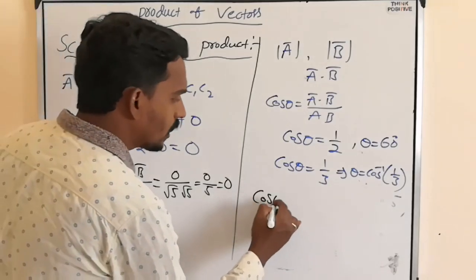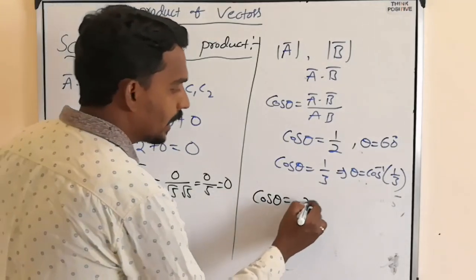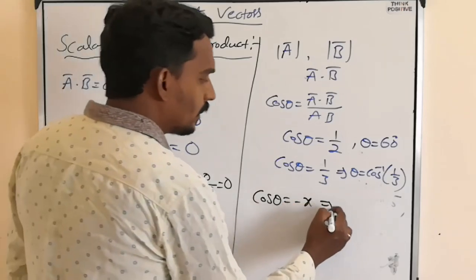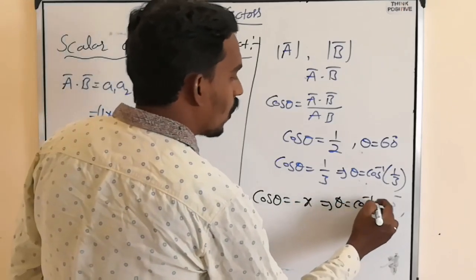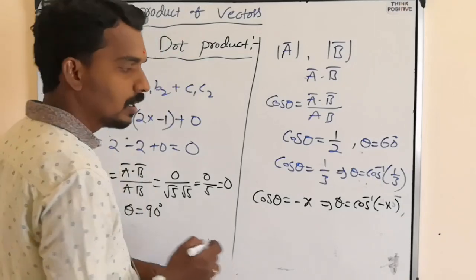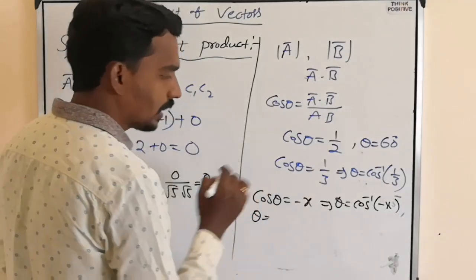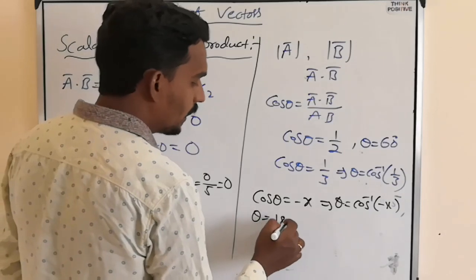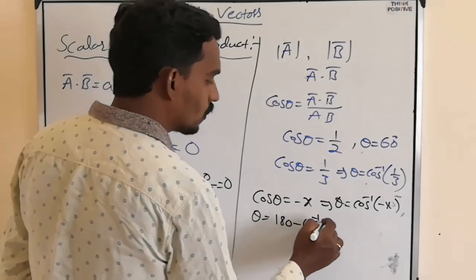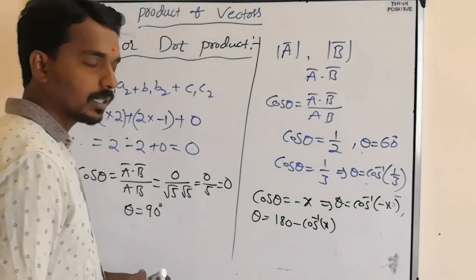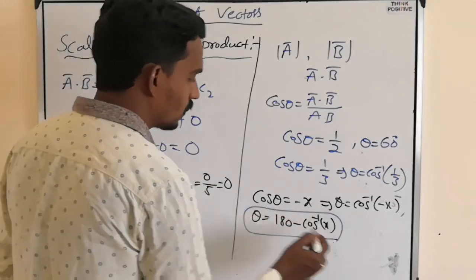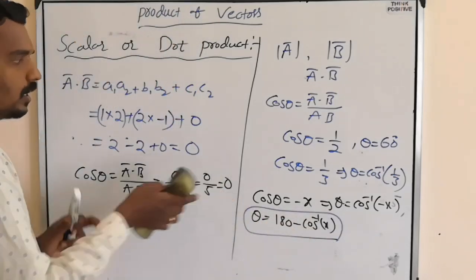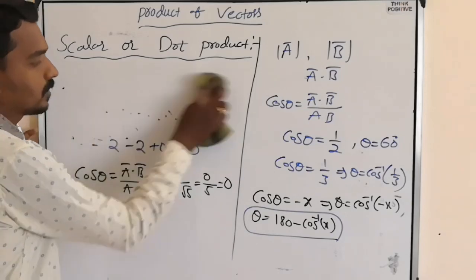Or cos theta equal to, suppose, a negative value minus x. Then theta will become cos inverse minus x. But in trigonometry there is a formula: cos inverse minus x means 180 degrees minus cos inverse x. Remember this formula also, so that it will become easier sometimes.